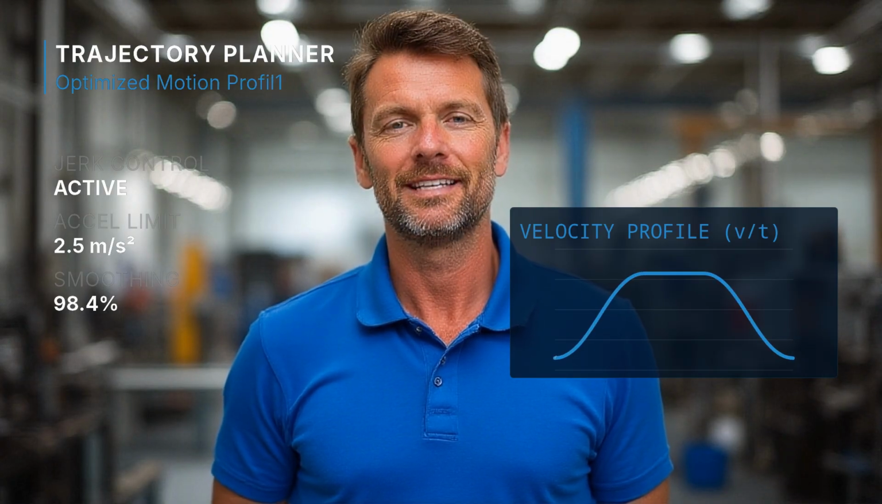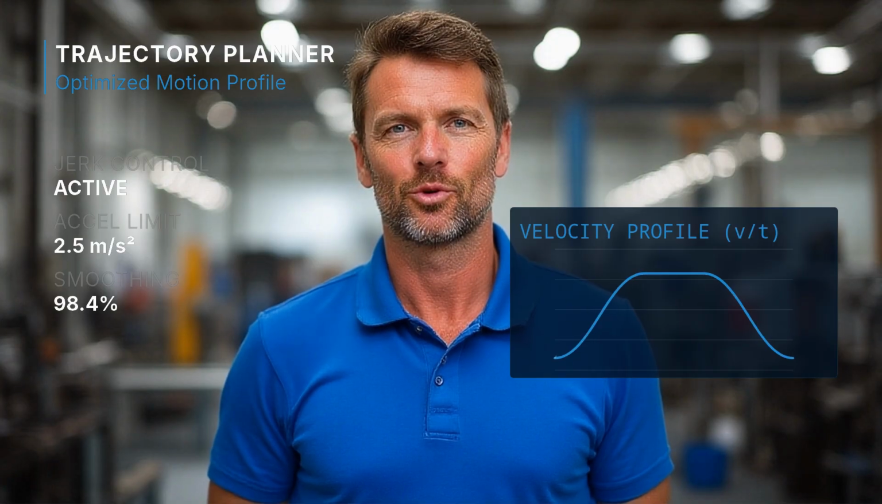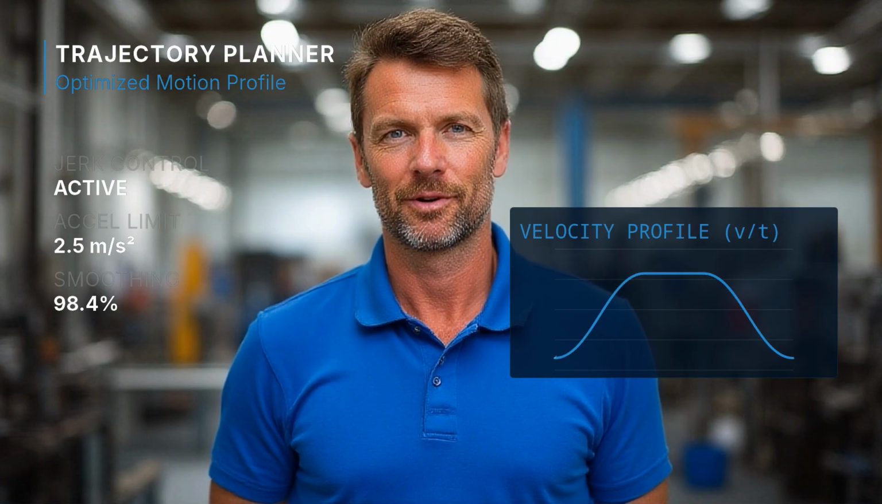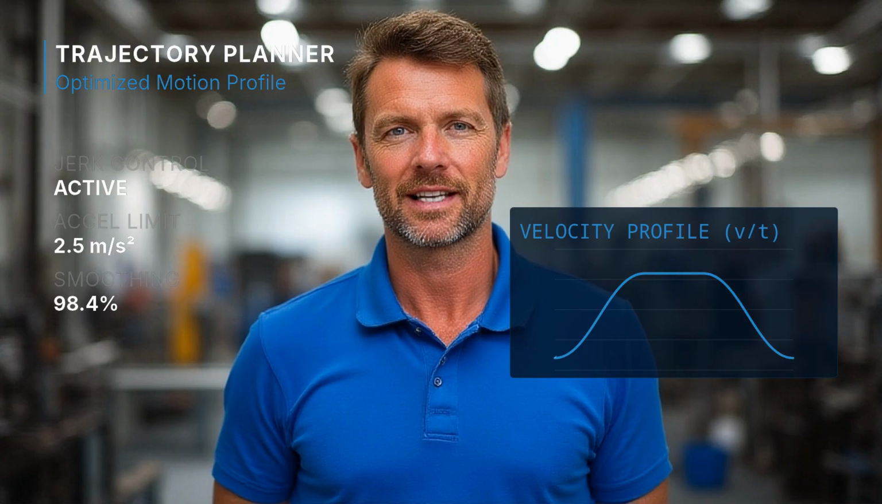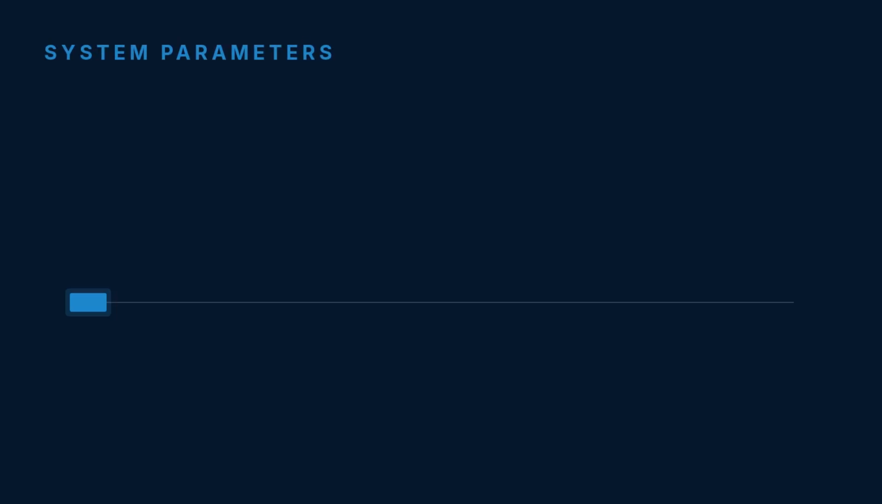S-curve profiles eliminate the infinite jerk spikes that occur with traditional trapezoidal velocity profiles, reducing mechanical stress and improving positioning accuracy. Let's examine the four input parameters.